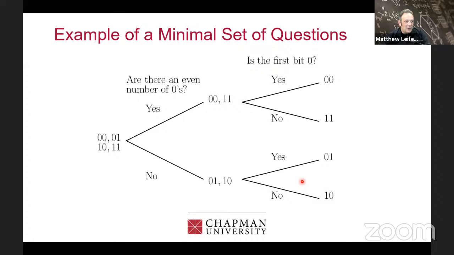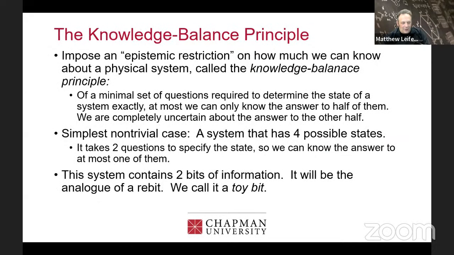That's a minimal set. It's not the only minimal set, though. I could ask other things. I can say, are there an even number of zeros? Okay, so either 2 zeros or 0 zeros, and here we have an odd number of zeros. So I've still cut in half the number of possibilities, and then I can ask again, is the first bit 0? And that's another minimal set of questions. But any such minimal set will have 2 questions in it in this case. Okay. So the reason why I wanted to go over that is because the way that toy theory works is by imposing what's called an epistemic restriction. This is a restriction on how much you can know about a physical system.